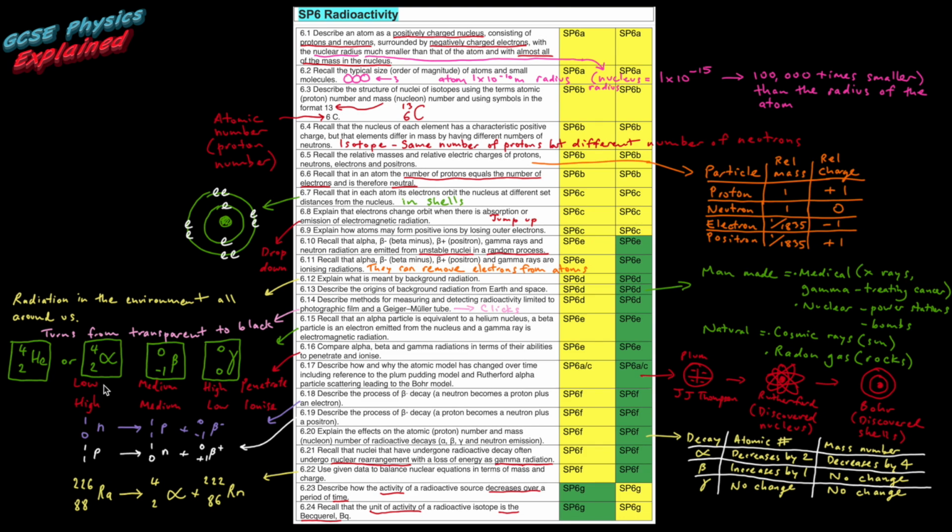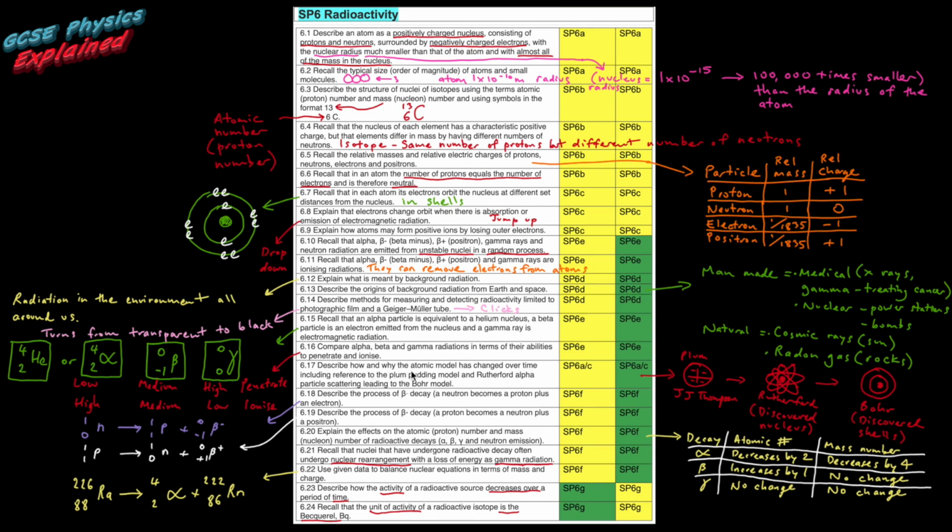Alpha goes about 1 or 2 centimeters in air. Beta goes a couple of meters in air. And gamma goes infinite in air, just about. The ionization powers: gamma is low ionization. It doesn't really knock many electrons off atoms. Beta is a medium ionization power, so that can knock more electrons off atoms. And alpha is high ionization power. It knocks lots of electrons off lots of atoms.